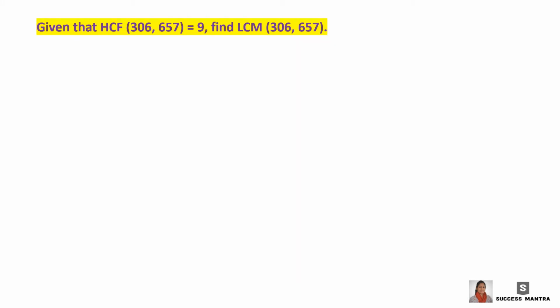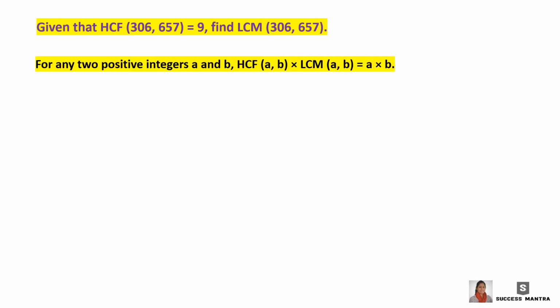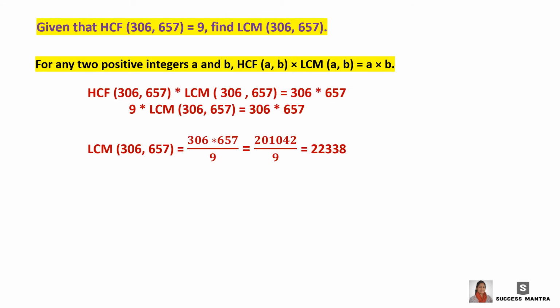So moving on to the fourth question, given that HCF of 306 and 657 is 9, find LCM of 306 and 657. We have a condition for any two positive integers a and b, HCF of a, b into LCM of a, b is equal to a into b. Here HCF is given, so we can apply this condition. On applying this condition and taking the product, we get LCM of 306 and 657 is 22338.